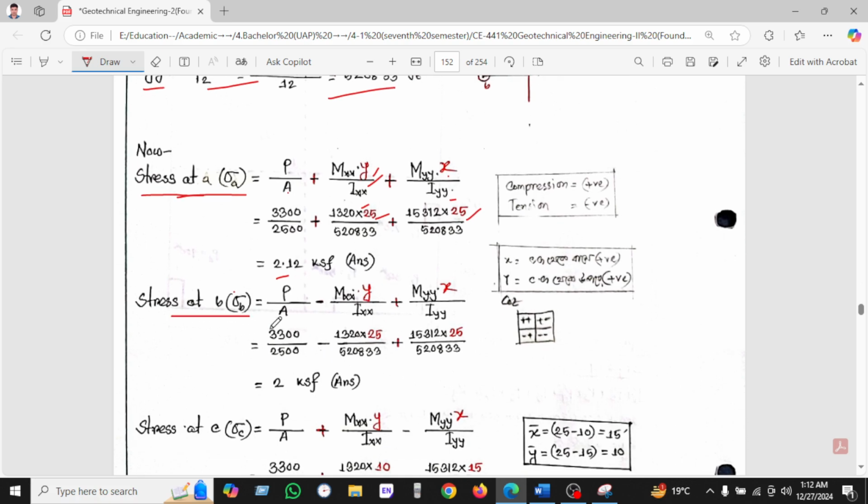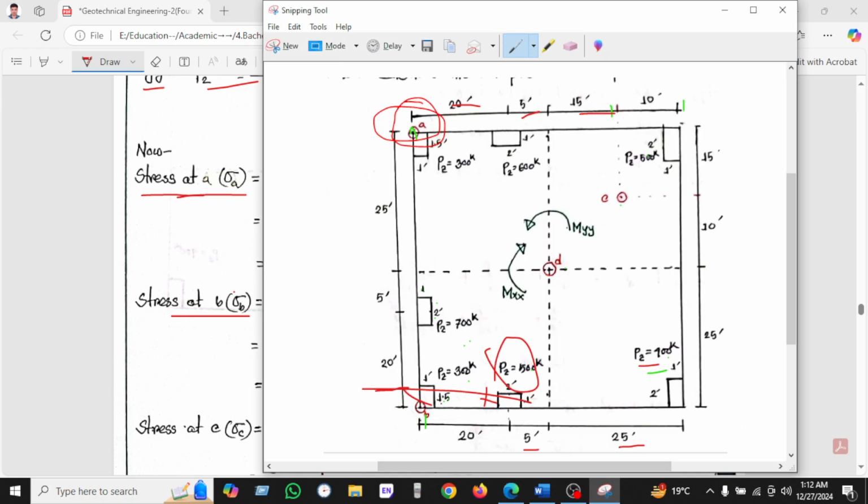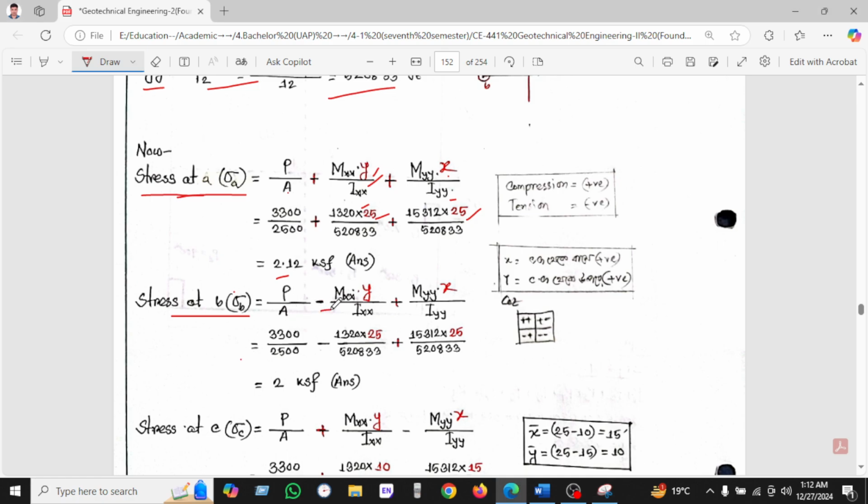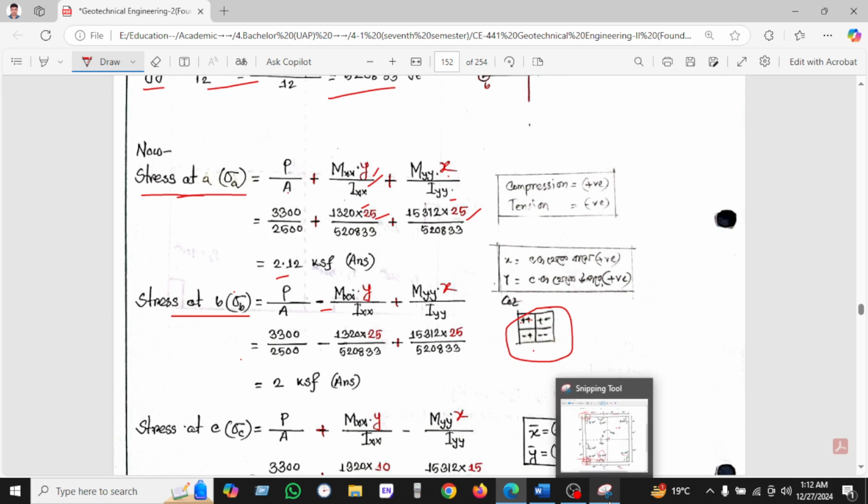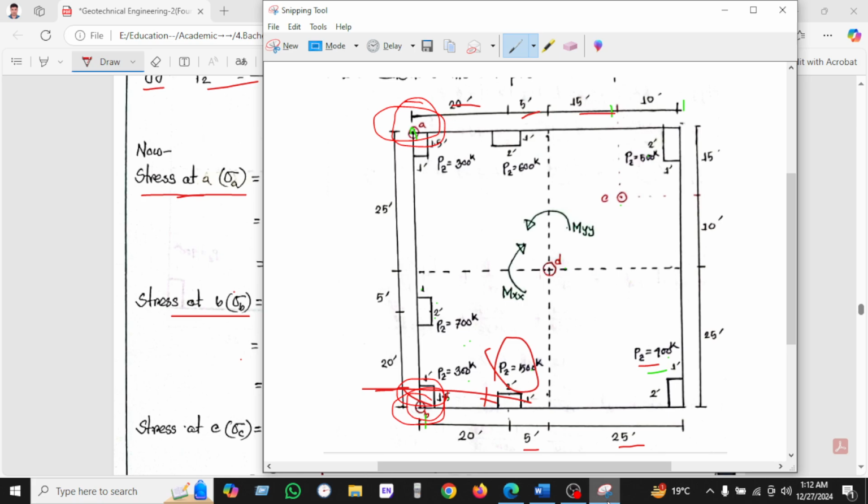Now we will find stress at B. So this is the B point, and P by A minus y, we will take the minus. So this is our coordinate. So the x-axis first coordinate is plus x, and the second coordinate is plus x minus x, plus minus plus y. So this is our second coordinate.